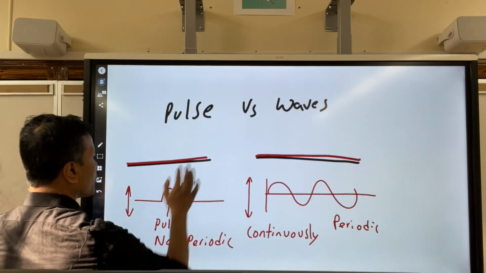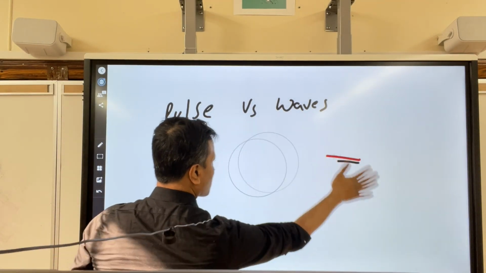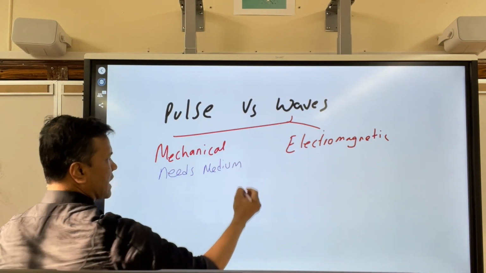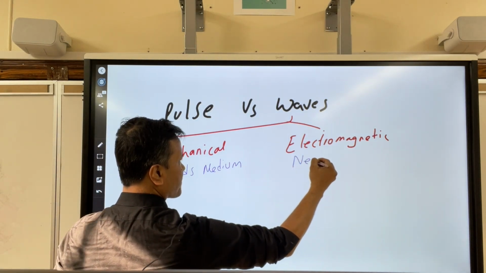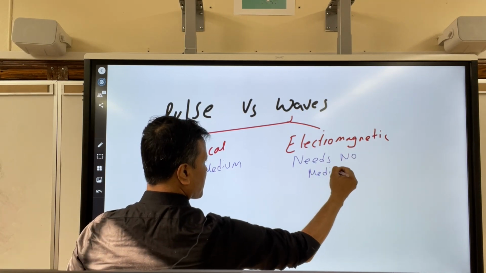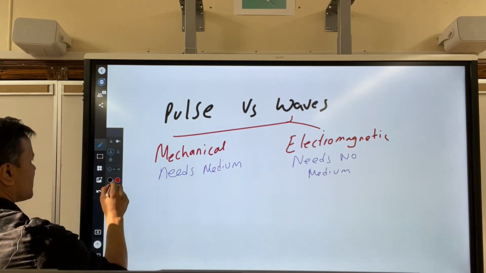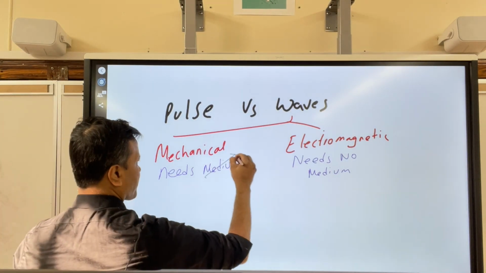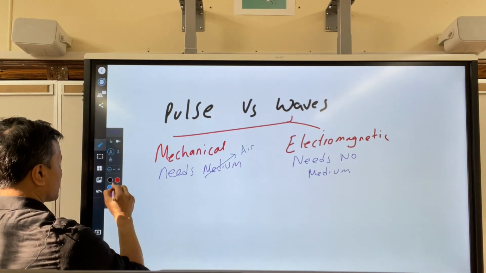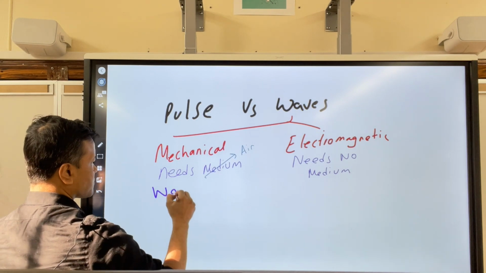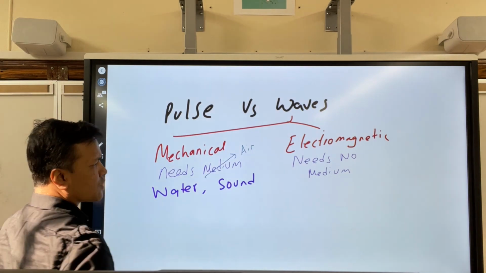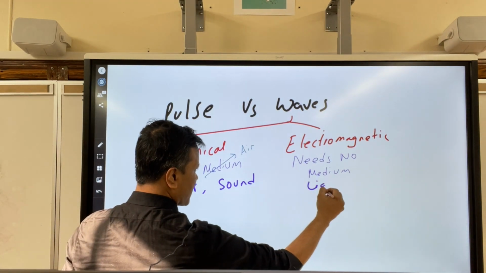All right, we're going to talk about two types of waves. Mechanical waves need a medium. Electromagnetic waves need no medium. What can be a medium? A medium can be the air. So what would be an example of mechanical waves? Examples of mechanical waves could be water or sound. What could be an example of electromagnetic waves? Light, visible or invisible light.